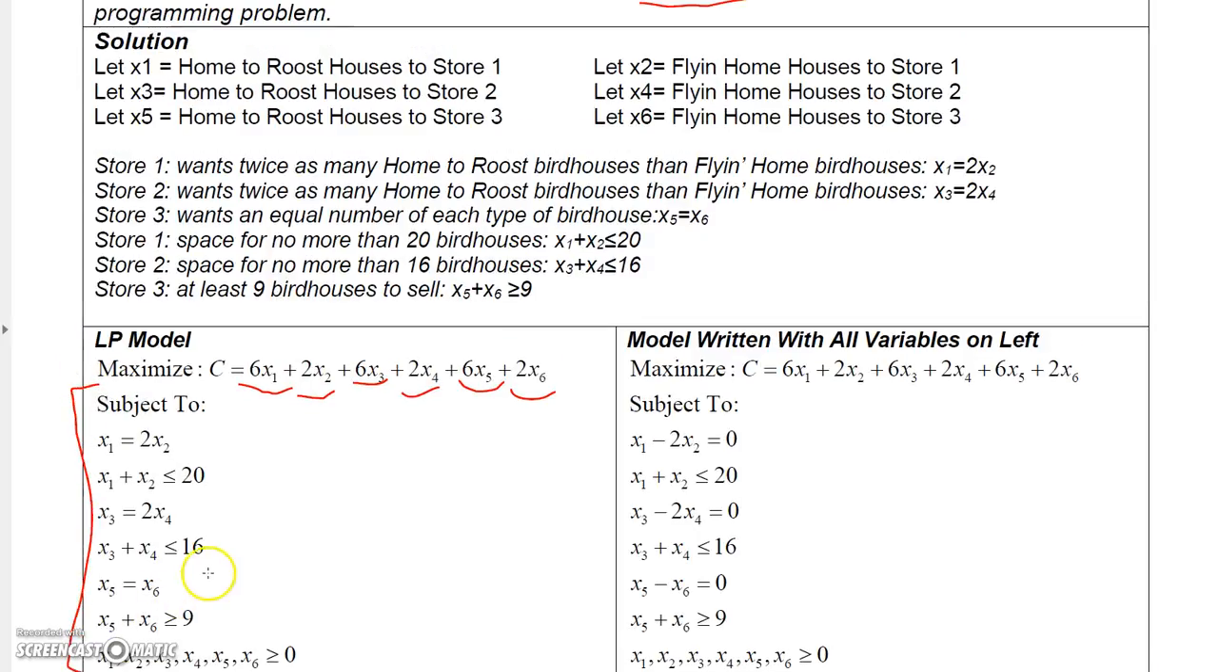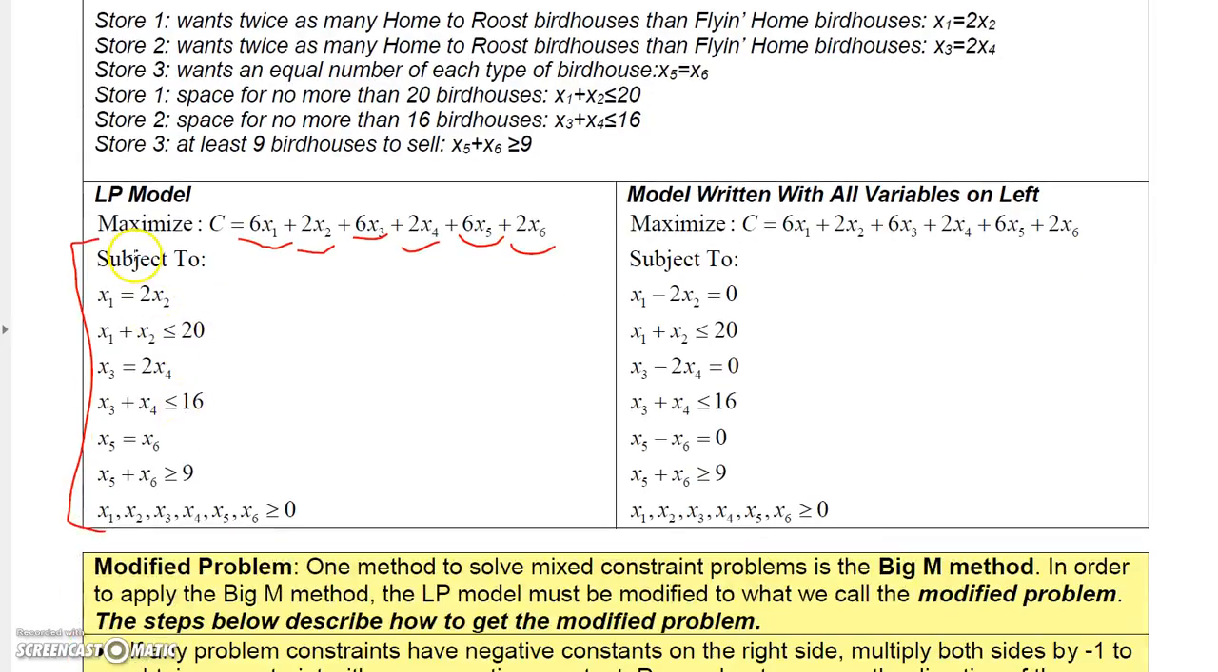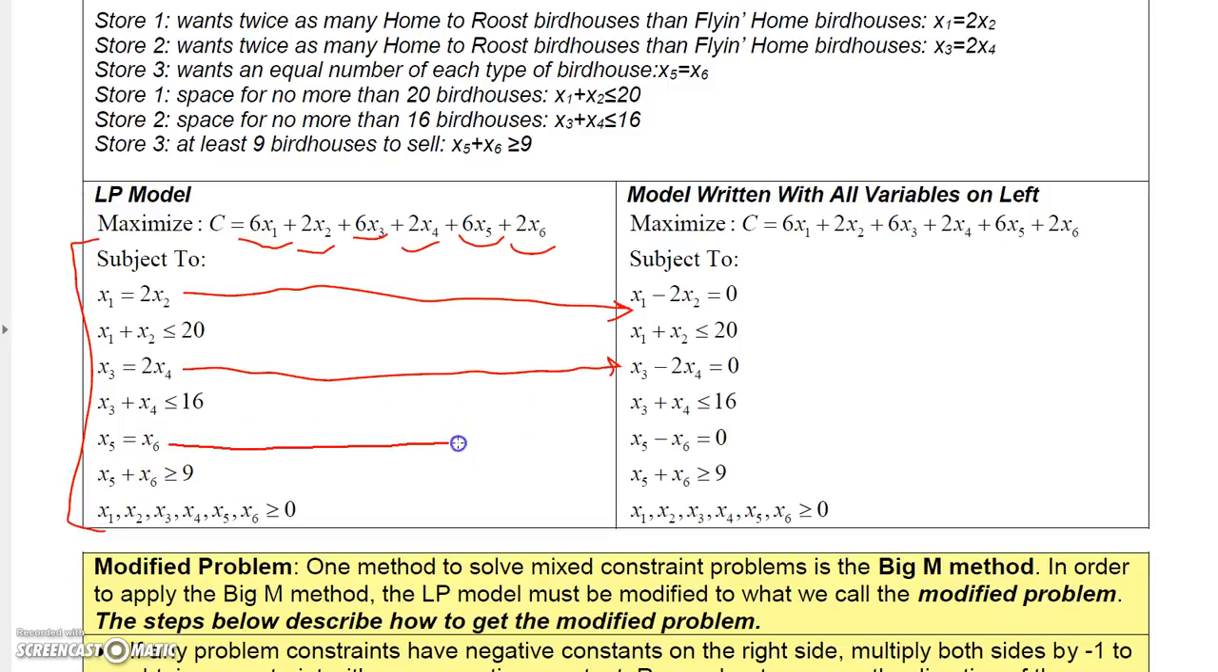Now, if you actually were going to solve this problem, you always want to get your variables to one side of the equation or inequality. So you'll notice I wrote this over here as x1 minus 2x2. I wrote this as x3 minus 2x4. And of course equals 0, and I wrote this as x5 minus x6 equals 0. So that's how you would actually want to write the problem if you were actually going to solve it.